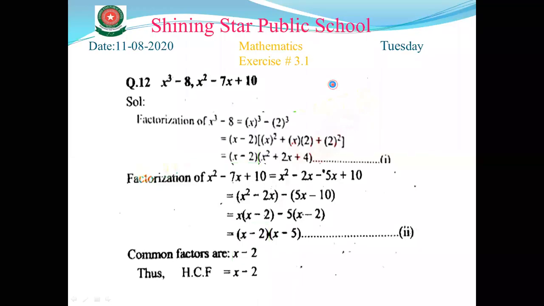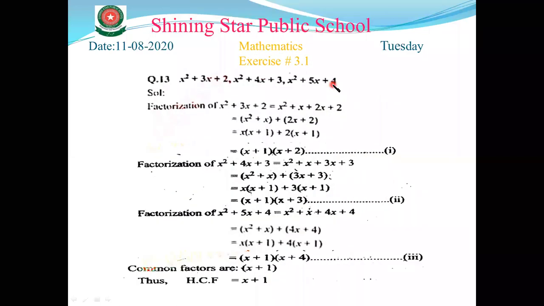Let's move to the next slide. x square plus 3x plus 2, x square plus 4x plus 3, and x square plus 5x plus 4. Okay. Now again, first of all, we have to factorize the first term.